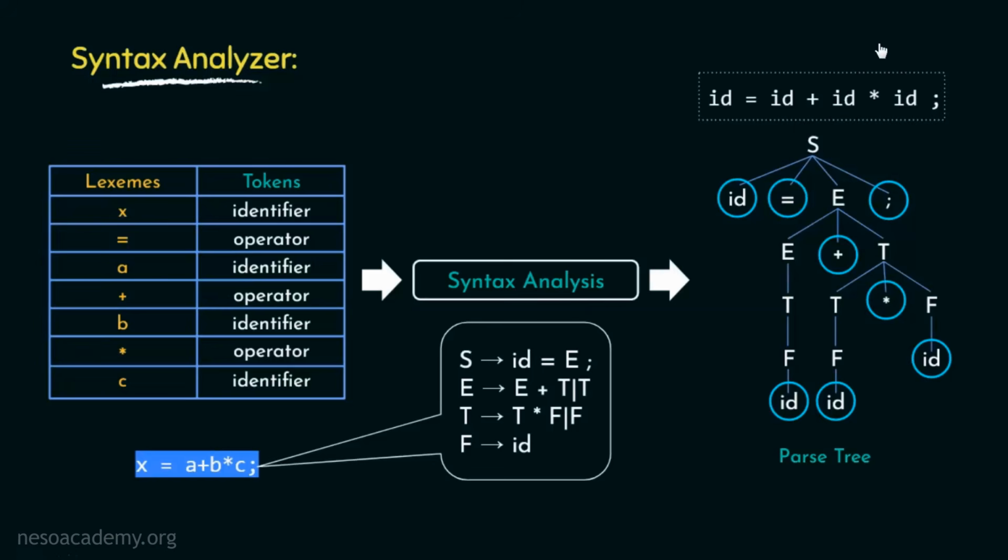And since the yield of the parse tree and the expression are the same, the syntax analyzer will not produce any errors. So in short, taking the stream of tokens, the syntax analyzer analyzes them following a specific set of production rules and produces the parse tree. And if the yield of the parse tree and the provided stream of tokens are the same, then there is no error. Otherwise, there is some syntax error in the statement. Now let's move on to the next phase.